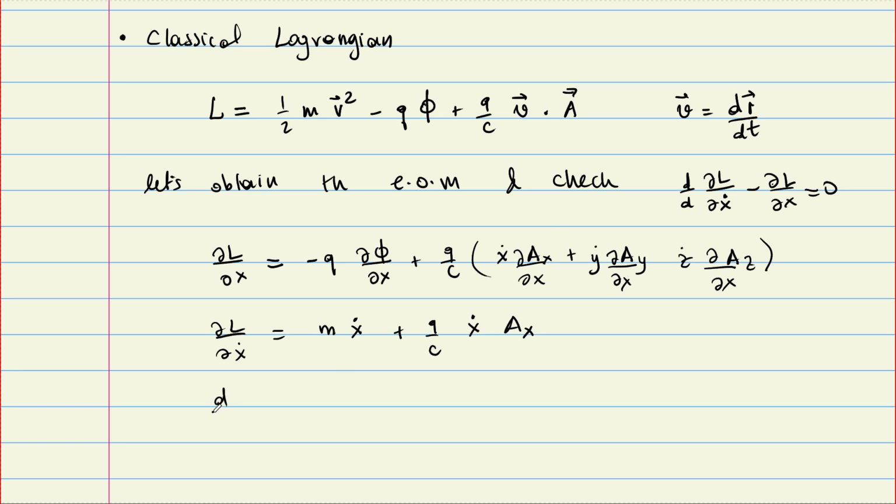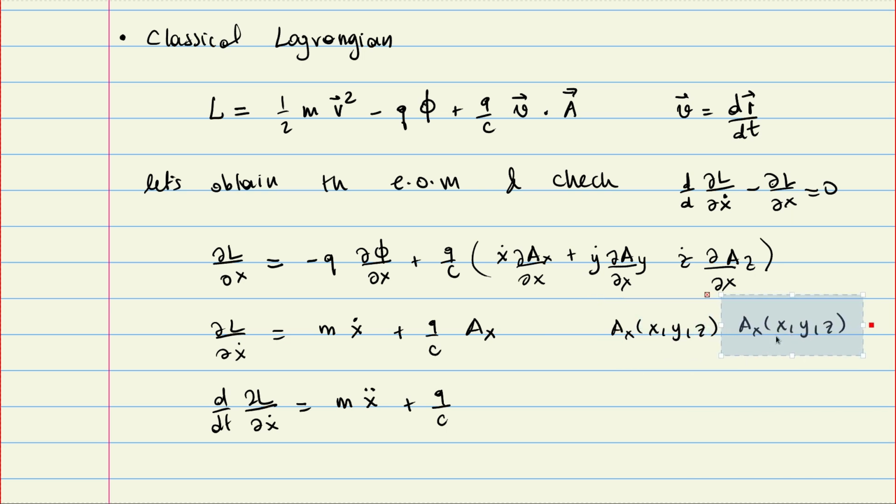Now I need to calculate d/dt of del Lagrangian del x dot. The first term is simple, m x double dot. Then plus q over c, and A x depends on x, y, and z.